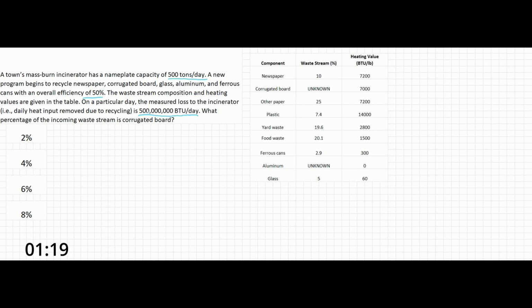Given this information, we are being asked to find the percent of corrugated board that is present in the waste stream. Since there are two unknowns in the waste stream, we can't simply sum them all and subtract from 100%. But since one of those unknowns, aluminum, has no BTU value, we can calculate and sum each item and then back solve for what is missing from the total. So let's mark down which items the problem is stating are included in recycling and calculate their BTU per day. We've got newspaper. Eventually we're going to need to solve for corrugated board. There is ferrous cans, aluminum, and glass.